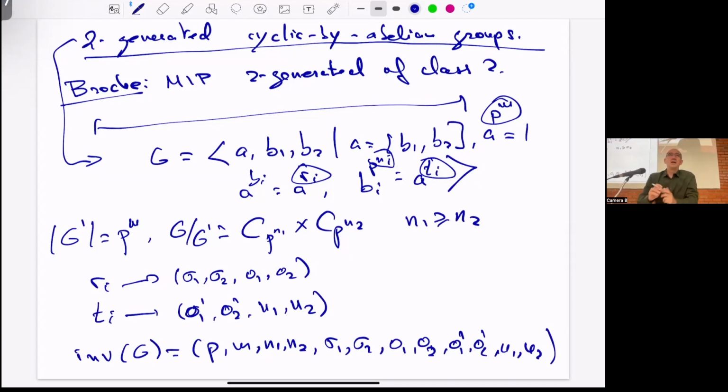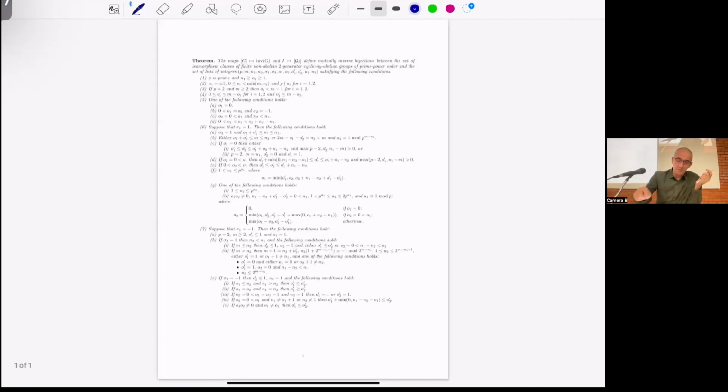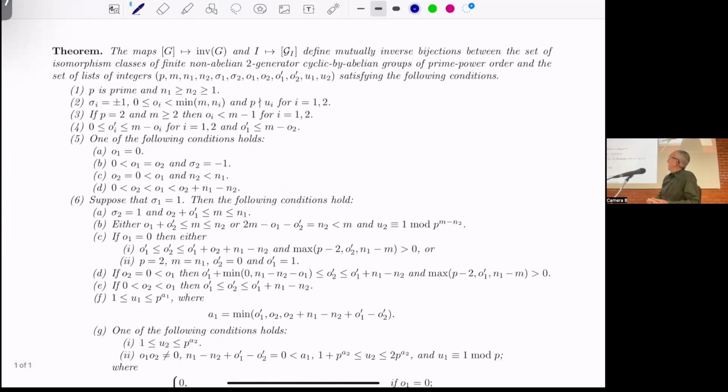Sorry for that. And you have to decide which of these lists corresponds. So the idea is to select these numbers in a way that they are unique for the group. Two of these groups are isomorphic if and only if they have the same invariants. So with some technicalities that I'm not going to explain, we obtain a complete classification, which is this ugly theorem, giving the bijection between the isomorphism classes of two generated cyclic-by-abelian groups of prime power order, and this list which has to satisfy some ugly conditions.